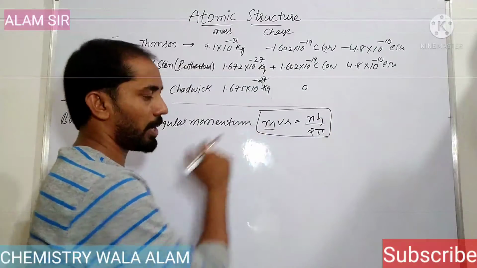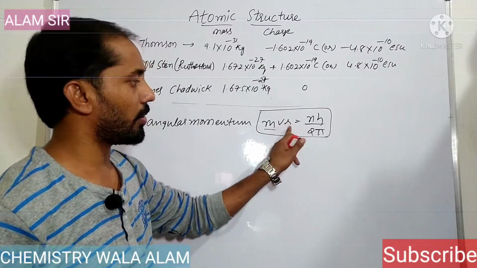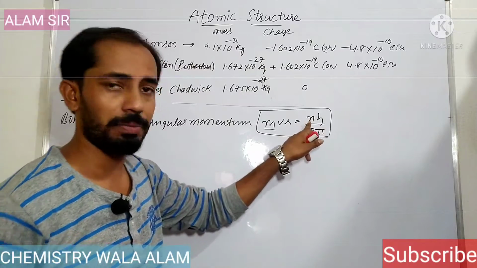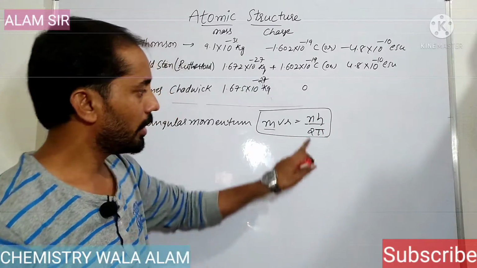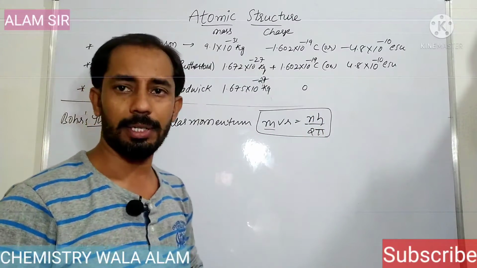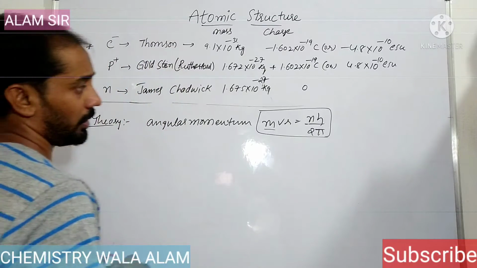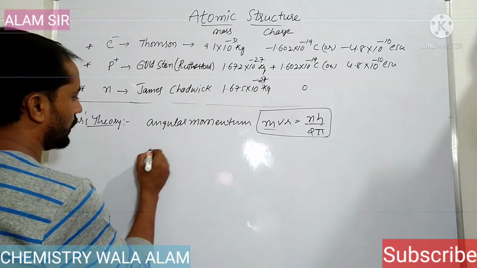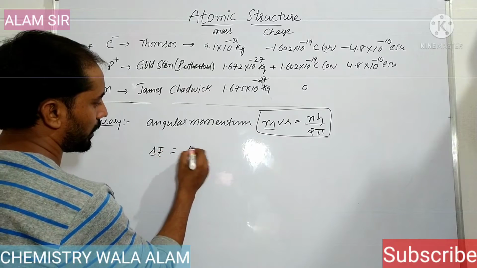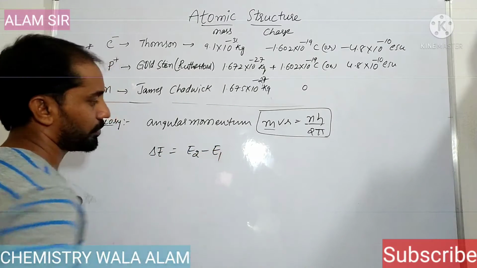Mvr is equal to nh by 2 pi, where m is the mass of the electron, v is the velocity of the electron, r is the radius of the orbit, n is the principal quantum number, h is Planck's constant, and 2 and pi are constants. Next one, change in energy, can be written as E2 minus E1.